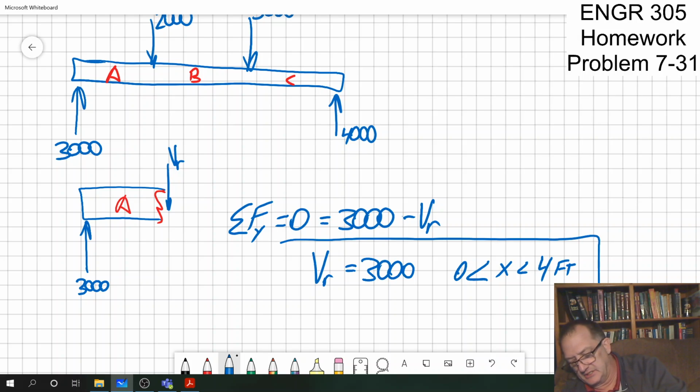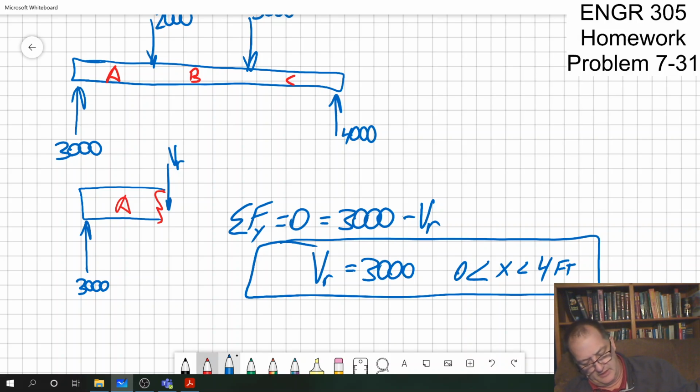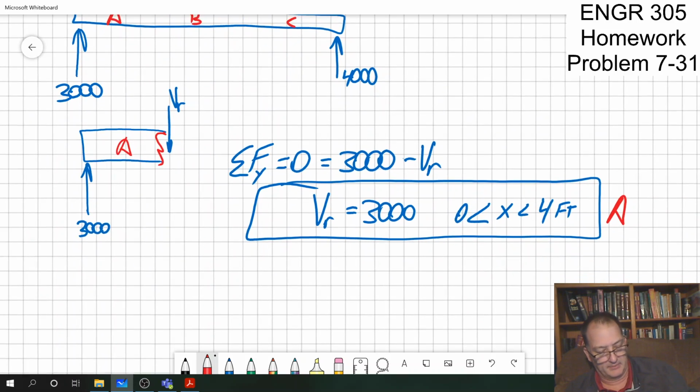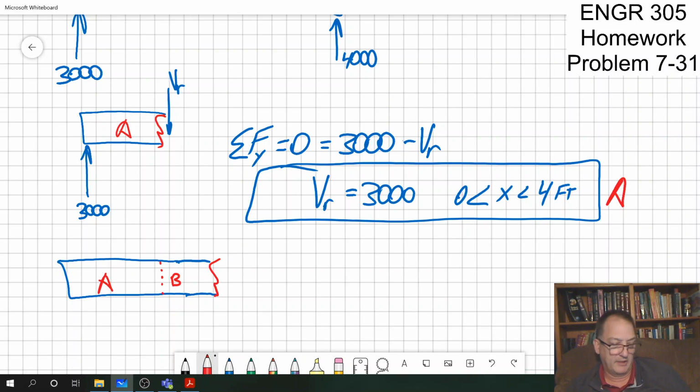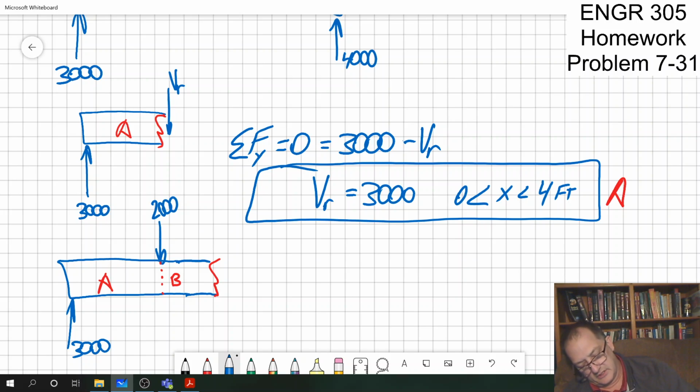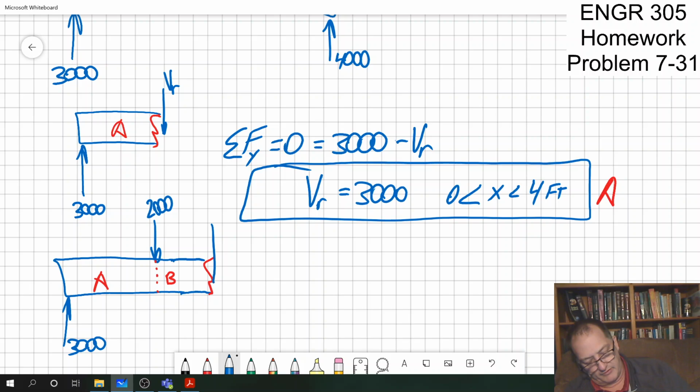So there is the answer for part A. Okay, let's keep going. Here's section A. I start section B. And now I make my cut. And so I have a 3,000 pound force here, a 2,000 pound force here. Oh, and I've got my reaction force, VR.